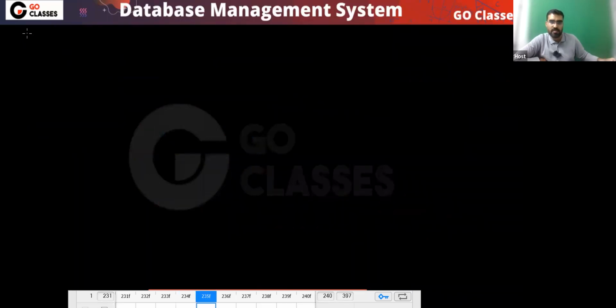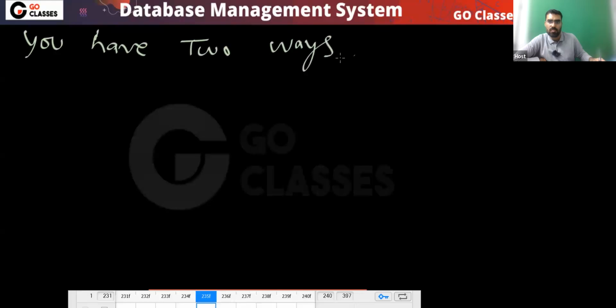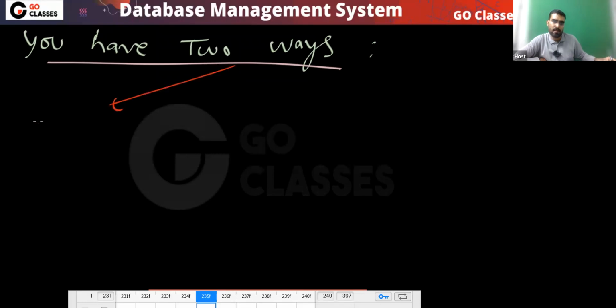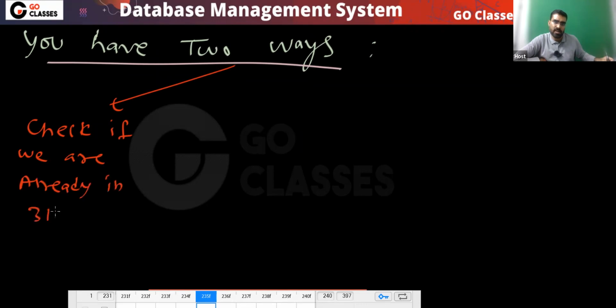Now you have two ways. Can anyone tell me what the two ways are? Either you check whether you are already in 3NF or not. So one way is to check if we are already in 3NF.